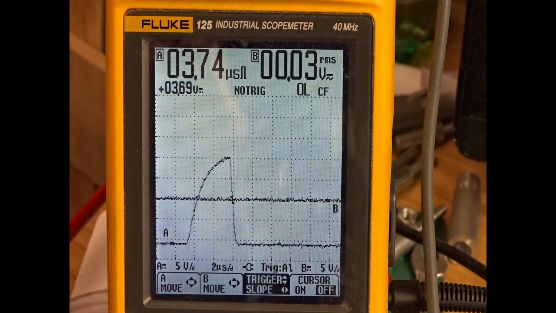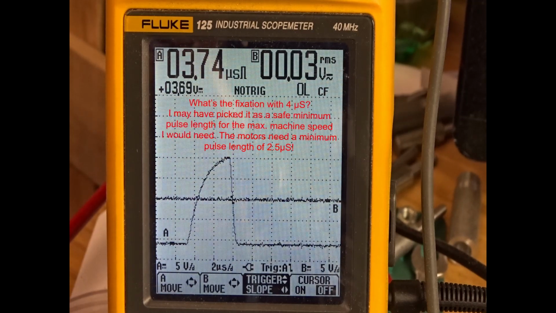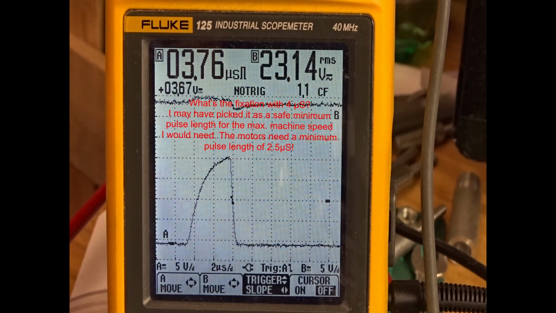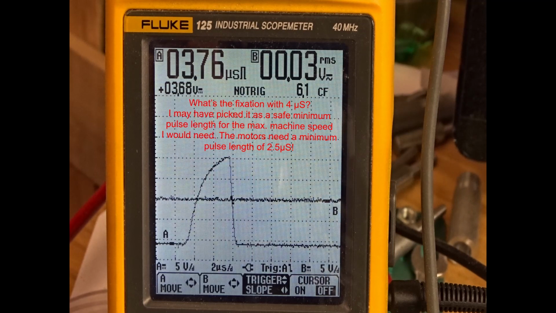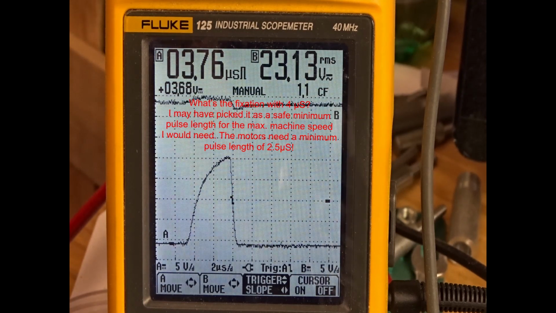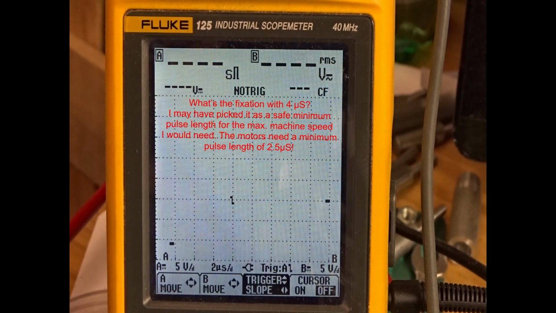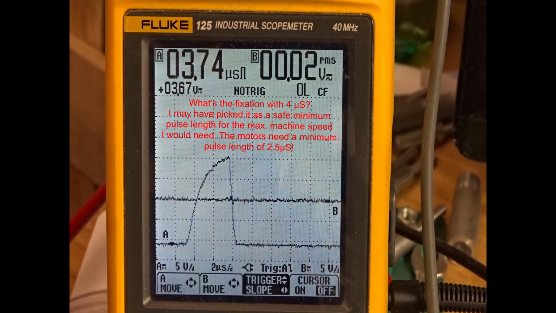3.74 microseconds. It's coming up with there is the pulse width. Okay, that thing stopped now. Big deal. 3.75 microseconds. 3.76. 3.74. And we need 4.